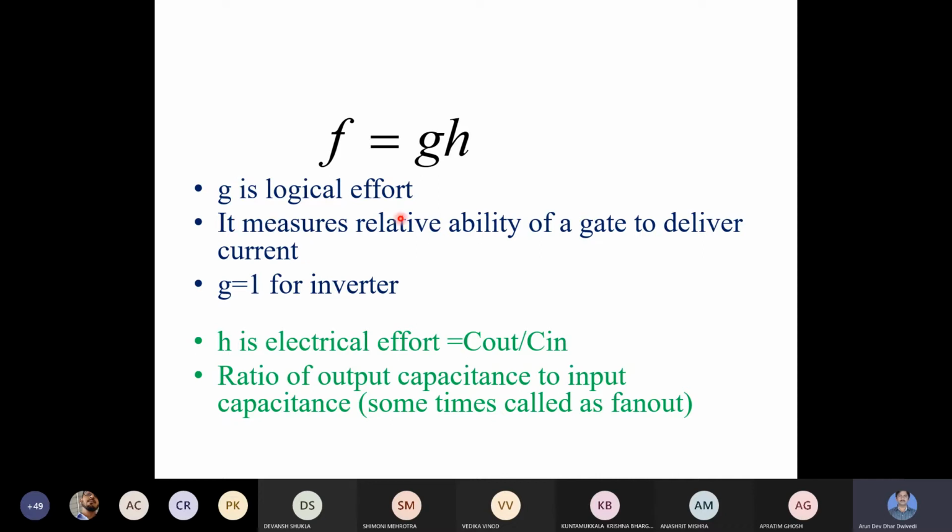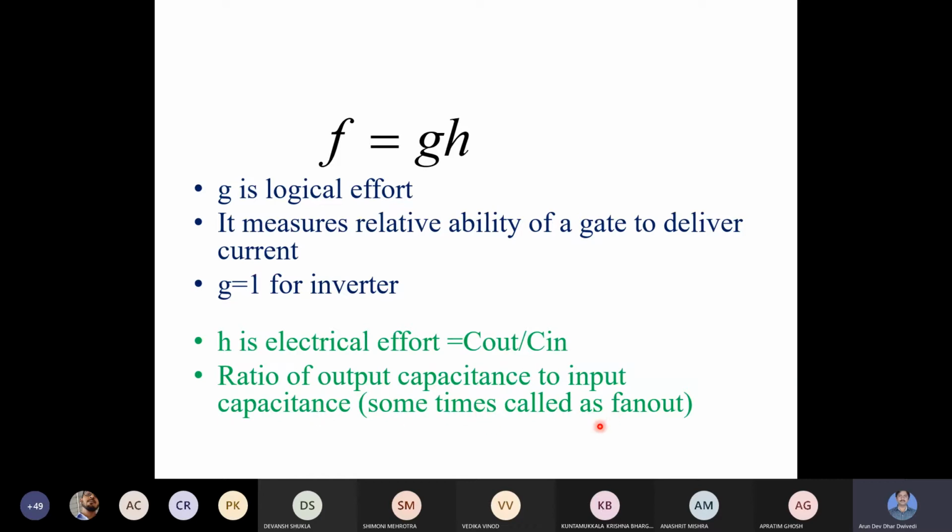So it measures the relative ability of a gate to deliver current, and basically this logical effort is 1 for an inverter. For an inverter we consider logical effort 1, and H is electrical effort. Here H is called electrical effort, which is defined as C out, output capacitance, divided by input capacitance. So the ratio of output capacitance to input capacitance is called electrical effort, and it is also sometimes called fan out.